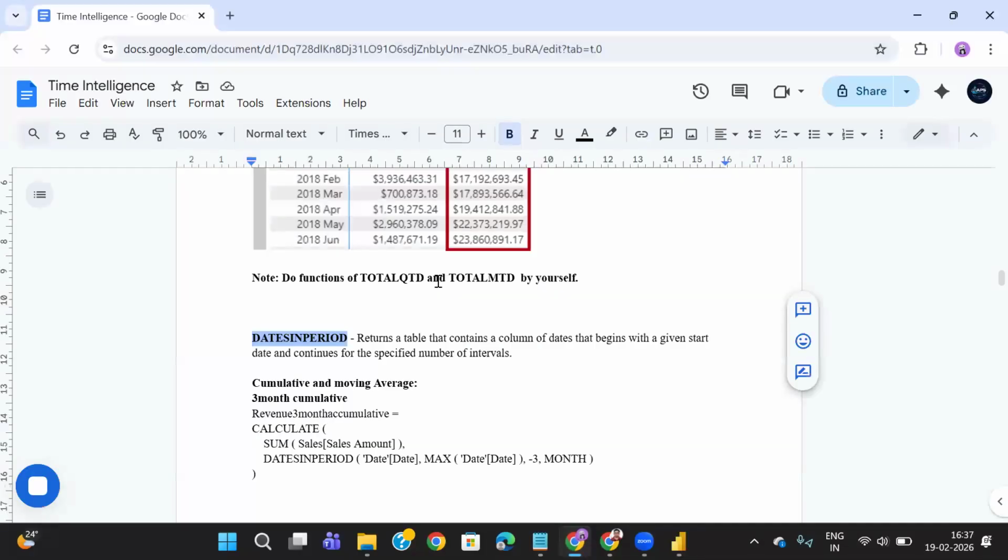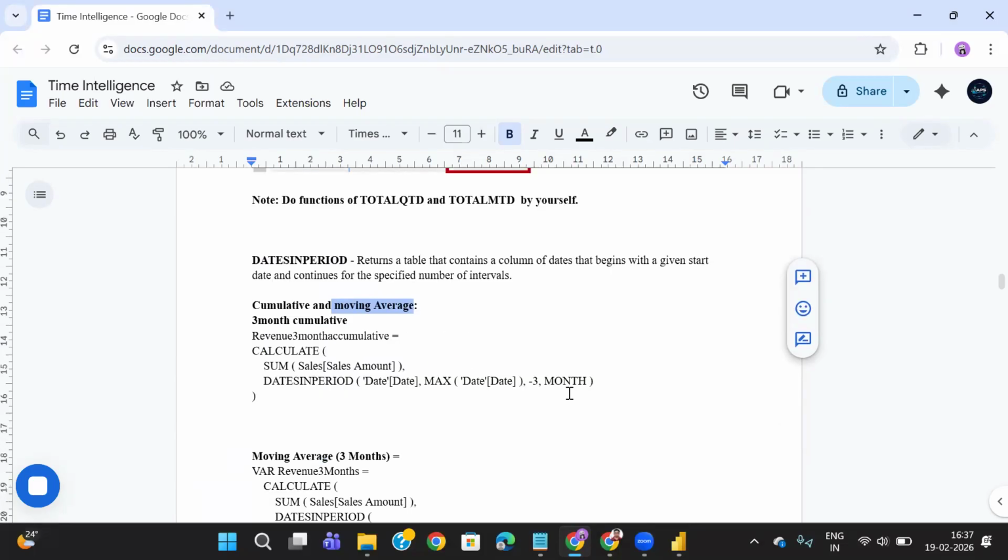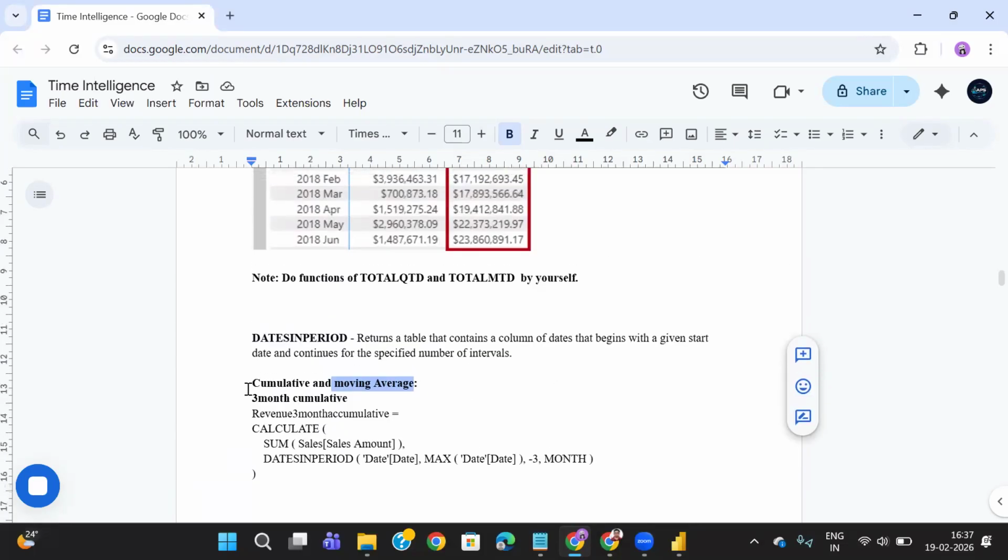Now let's understand the moving average. This is another concept. You have understood the cumulative sum. Now for the moving average, you have to do nothing but divide it by the number of months in the interval you have selected. In this case, you are going to divide it by three. Nothing more. So that is our moving average.